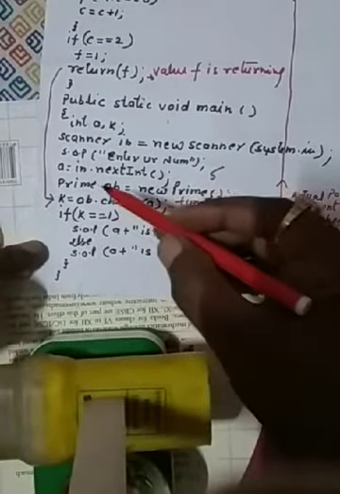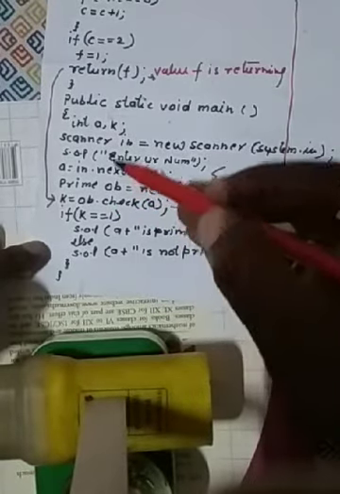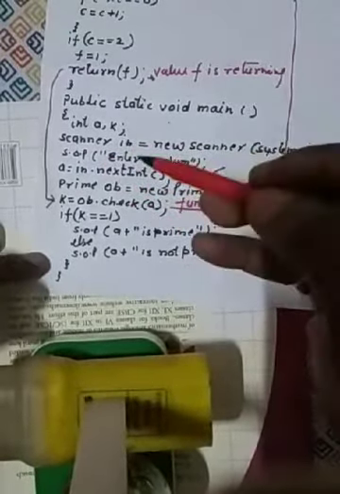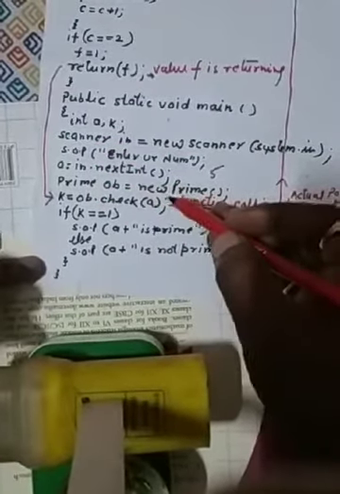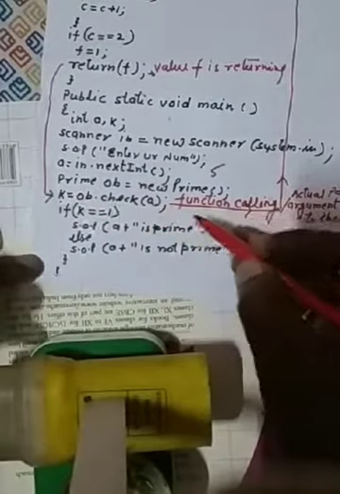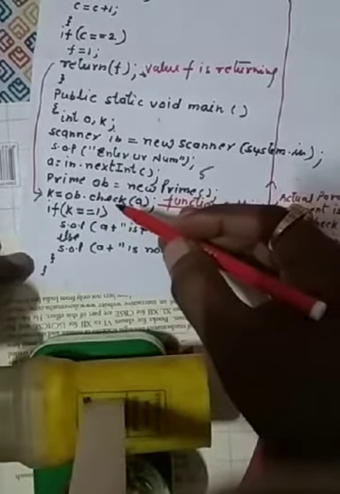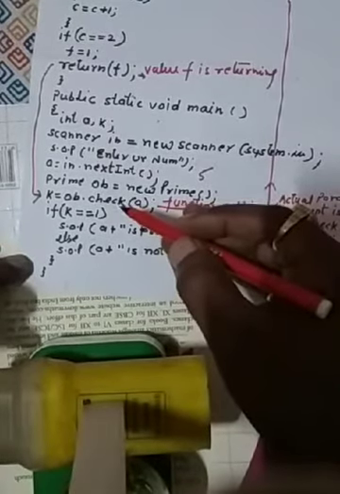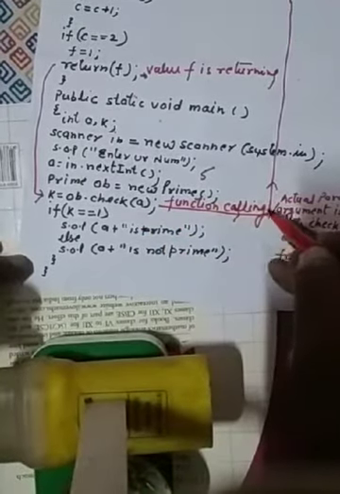Okay, 5 is a number. Prime ob = new Prime(). This is a line for creating an object of the class, because we are calling the function of that class. If we are calling a function of any class and it is not static, we should first create the class object. So k = ob.check(a). What is happening from this line? Check is a function name which finds out whether the number is prime or not. As soon as this line is executed, the pointer will go to this point.